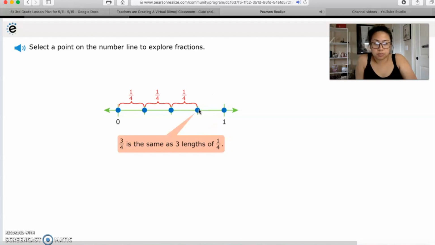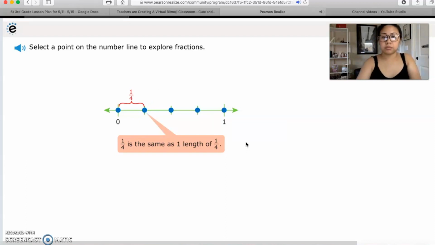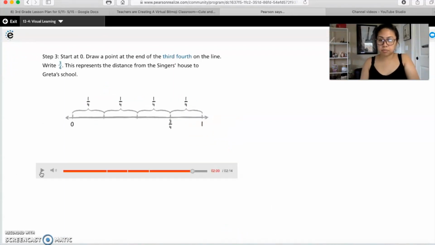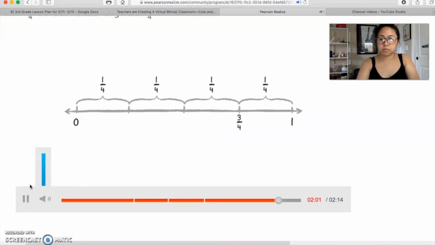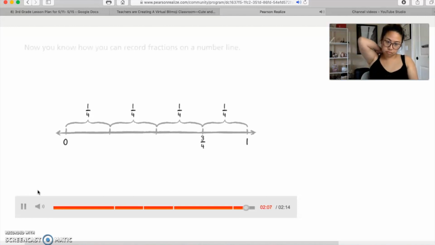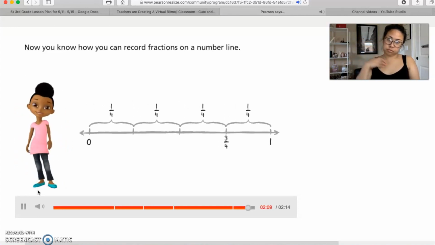3/4 is the same as 3 lengths of 1/4. This will be 2/4. 2/4 is the same as 2 lengths of 1/4. 1/4 is the same as 1 length of 1/4. Okay, let's go on to next. 3/4 is the same as 3 lengths of 1/4. Now you know how you can record fractions on a number line.